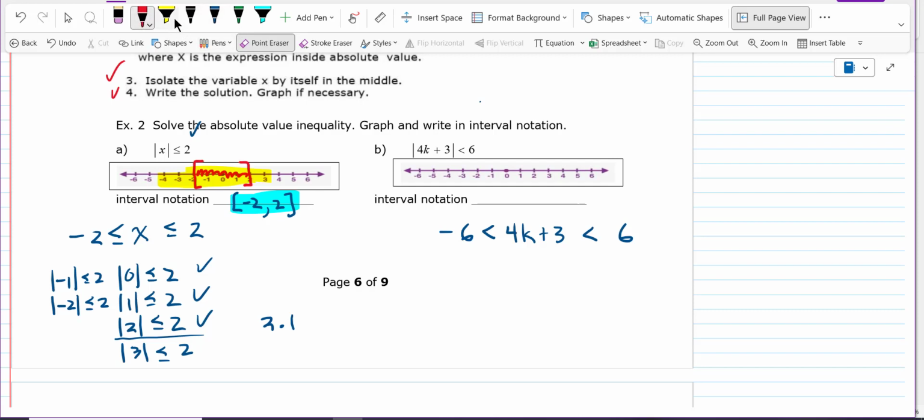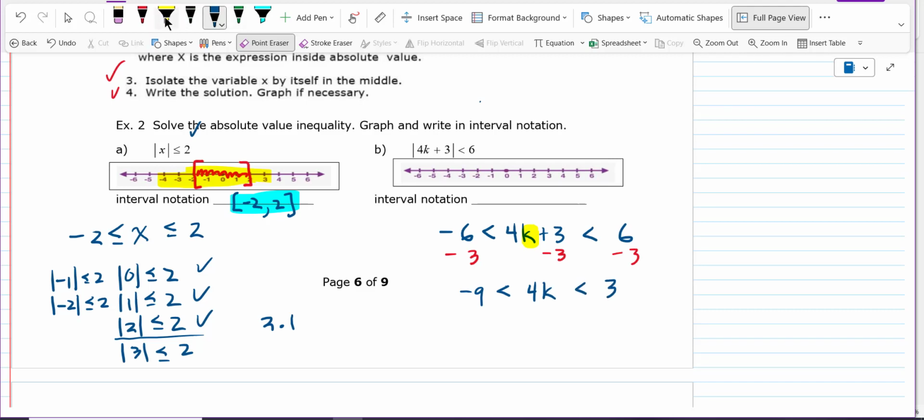Now, the goal is going to be to get this variable k isolated in the middle. So what I need to do is get rid of the add 3. So the undoing operation of addition is subtracting. So I do this. That's going to leave -9 less than 4k, and that's less than 3.